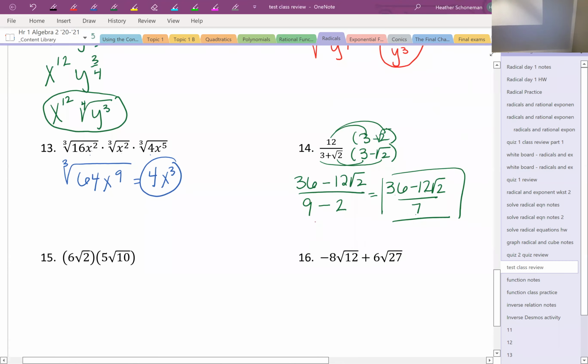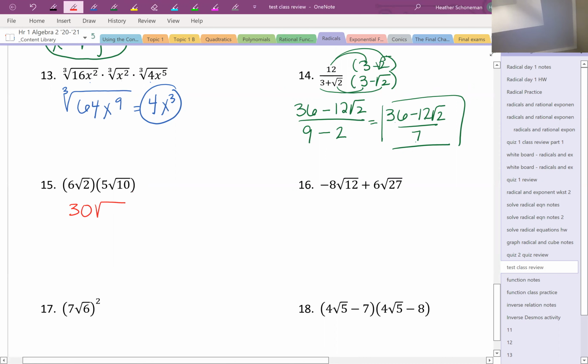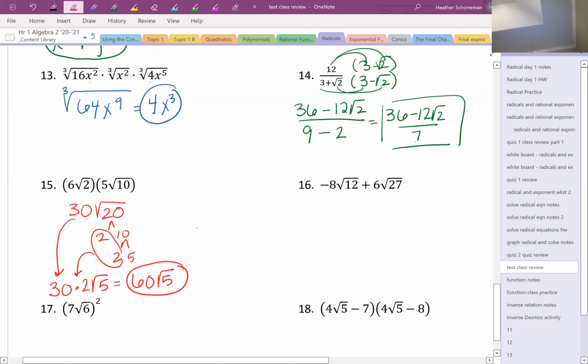Okay, number 15, we are multiplying. When you multiply, you can multiply the numbers outside and we get 30. And you can multiply the numbers in the radical and we get 20. But 20 simplifies, 2 and 10, 2 and 5, we got a pair of 2's. But that 30, it didn't change, it's still outside. But now we can bring out the 2 and there's a 5 left over. And we do that, 30 times 2 is 60, and we get 60 square root 5.